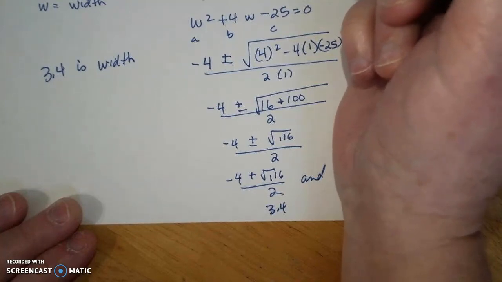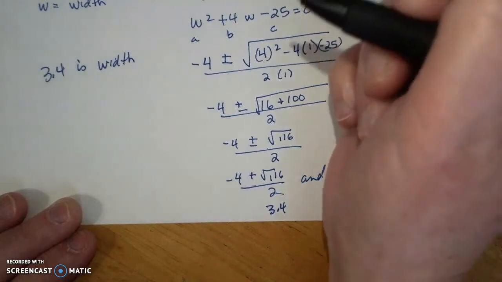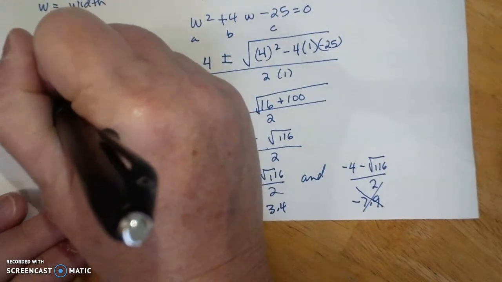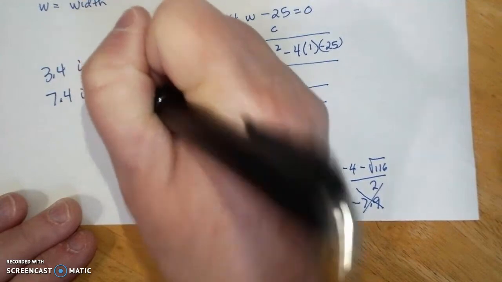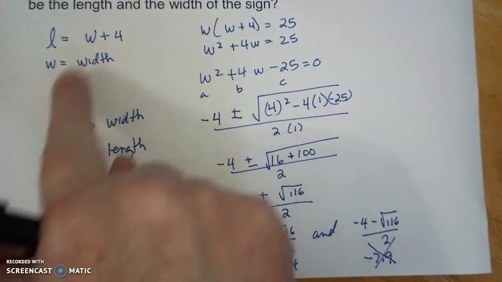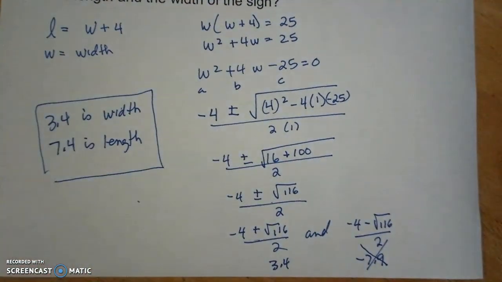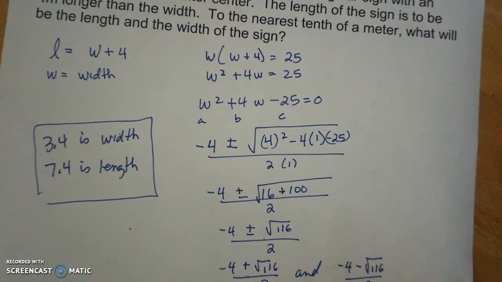And this is 3.4 is the width and 7.4 is length, because I'm adding 4 to the length. So this is your final answer. And that is the second part of solving quadratics. Applications with arrows in areas of rectangles and all other sorts of quadratic problems.